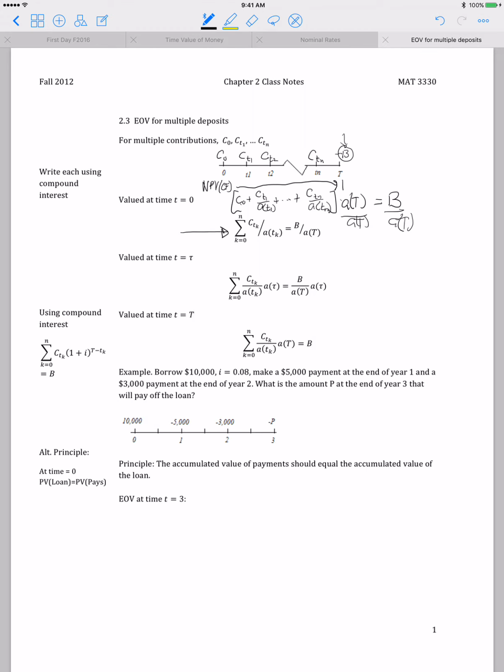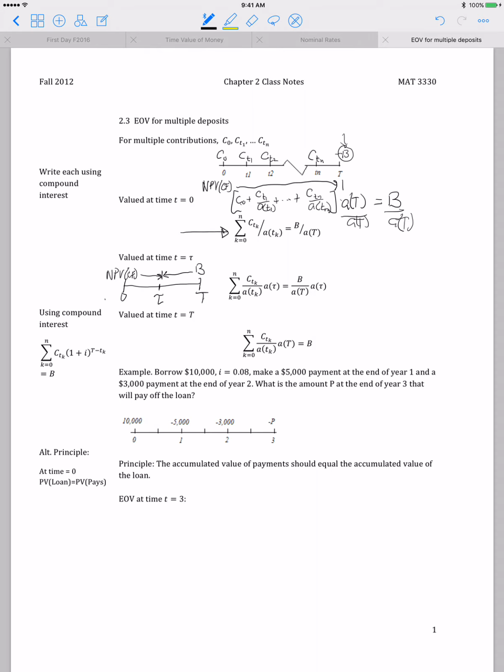If you wanted to value these contributions and write down the equation of value at a different time, rather than at time t after the contributions, we could value the whole set of contributions at time tau, sometime during the time we're making the contributions. In that case, we would take the net present value of all the contributions, bring that net present value forward to time tau, and then bring the balance at time capital T back to time tau.